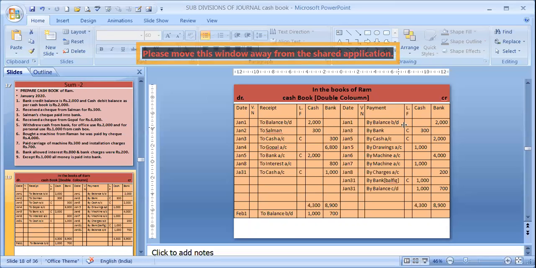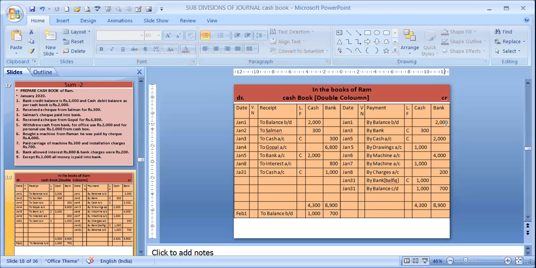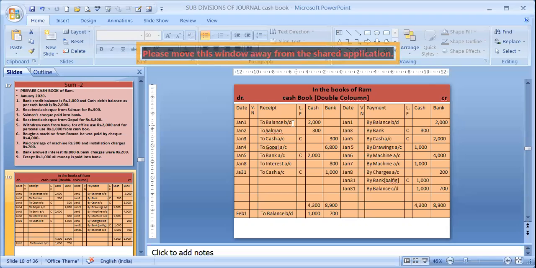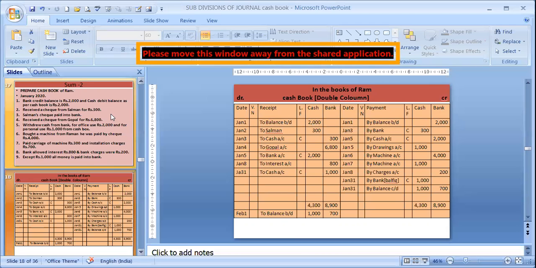Now, this is your bank column. By balance brought down. This is the overdraft balance, means you have drawn more money from the bank. That's a credit balance. And this is the cash book balance. As per cash book, to balance brought down 2000 over here. That is the opening balance of cash book. As you can see the sum over here, no?